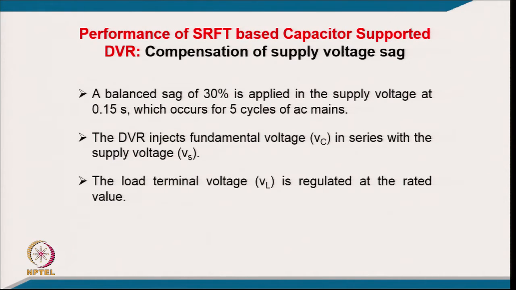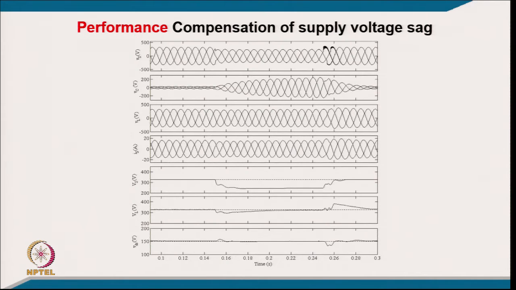Coming to the performance of the synchronous reference frame theory based capacitor supported DVR, let us consider the compensation of supply voltage sag. A balanced sag of 30% is applied in the supply voltage at a time of 0.15 second, and it occurs for 5 cycles of the AC mains. The DVR injects the fundamental voltage in series with the supply voltage, and the load terminal voltage is regulated at the rated value. You can see the sag is applied for 5 cycles, and you have injected voltage here, so that the load voltage is maintained sinusoidal, balanced and constant across the load.